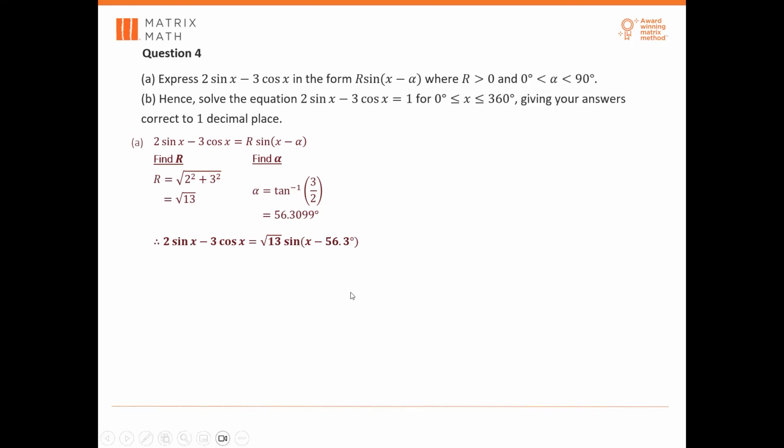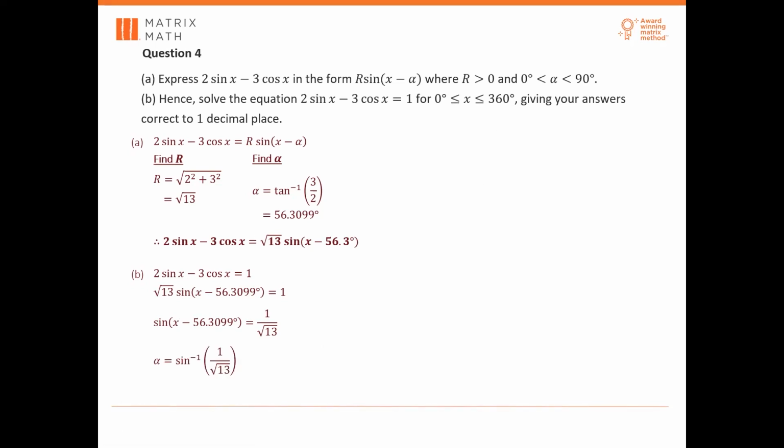Okay, so for part B, we will use the R formula. We will not use this equation. We rewrote this equation this way, so we'll use this instead. Whenever 2 sine x minus 3 cosine x can be rewritten as square root 13 sine of the following angle inside, equals 1. Okay, so now you're supposed to solve this. You treat the x minus 56.3099 as an angle by itself. Now, if you treat this as an angle by itself, it means we have to change the range over here.